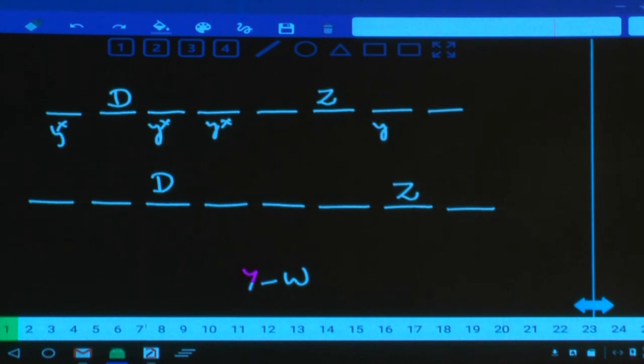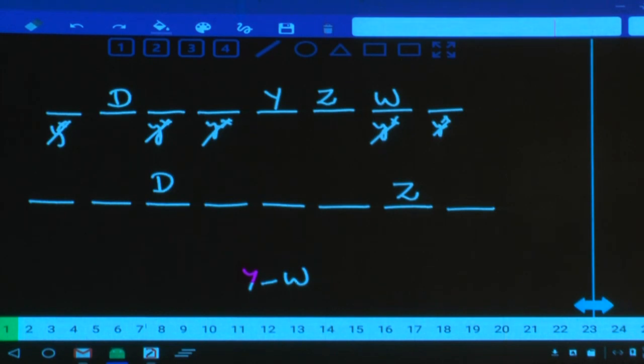Can Y be at this place? Y cannot be at this place because second to the right hand side of Y must be W, which is not possible. Hence, Y cannot be here, here, or here, and so on. Hence, what is the only possibility left for Y? Y must be to the immediate left hand side of Z, and W will be here. Are you following this one or not?